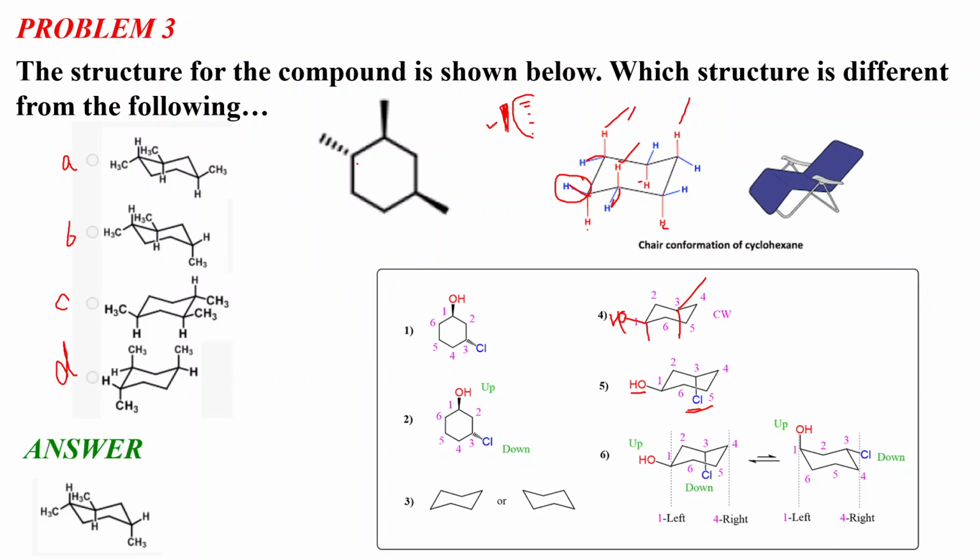Now, if you look carefully at this one, if we name it 1, then 2, then 3, this is 4, this 5, and this 6. You can take any one as 1, that doesn't matter. Now, in carbons 1 and 2, these two carbons have two methyl CH3 groups.